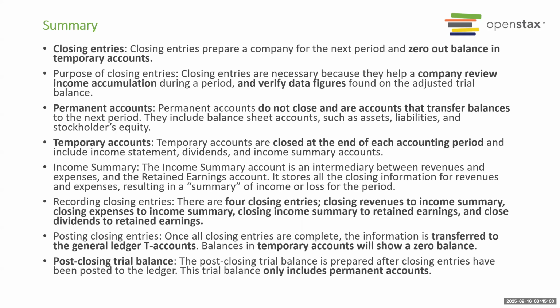Permanent accounts remain. Basically, those are all the balance sheet accounts except dividends. Temporary accounts are eliminated. We basically record four closing entries. We close the revenue. We close the expenses. We close the income summary, and then we close the dividends.